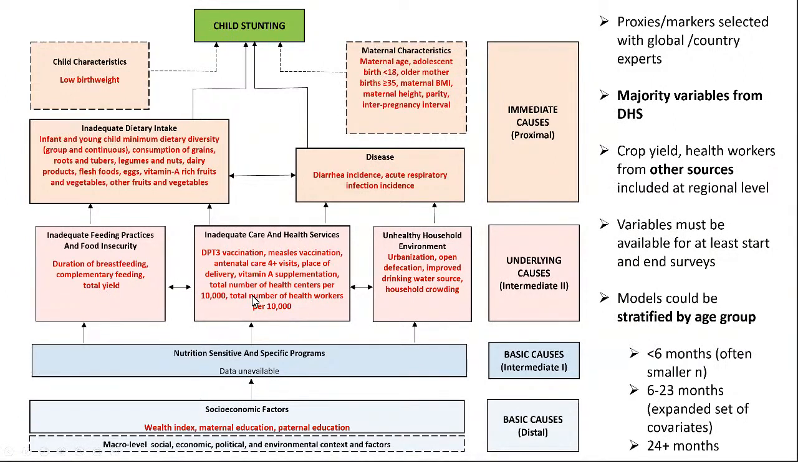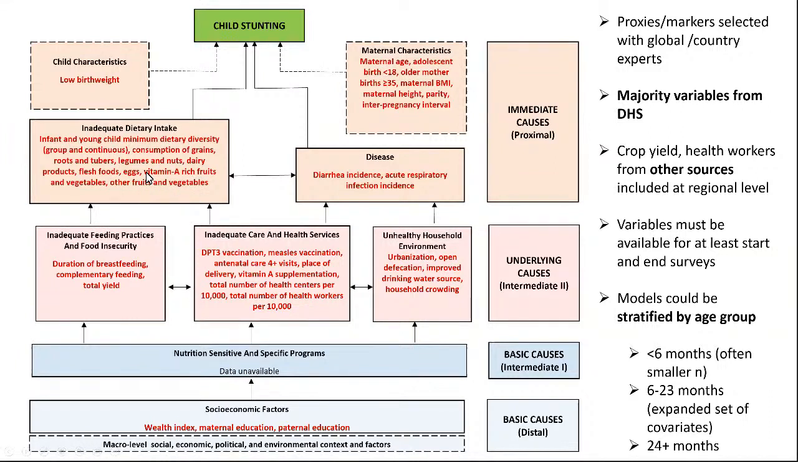Under inadequate care and health services, we had indicators related to vaccination, antenatal care, place of delivery, vitamin A supplementation, and total number of health centers and health workers per 10,000 population in the country. Under unhealthy household environment, we looked at urbanization, open defecation, improved drinking water, and household crowding. And under disease burden, we looked at diarrhea and ARI incidence. And for dietary intake, a range of different indicators that you see there.